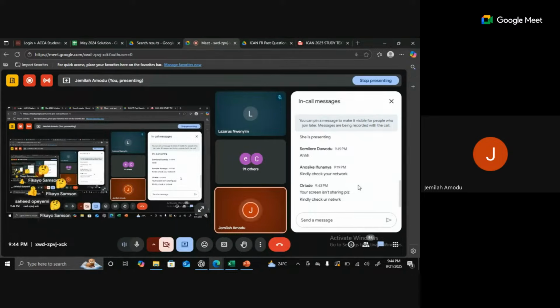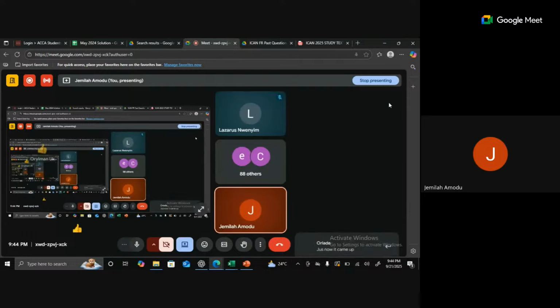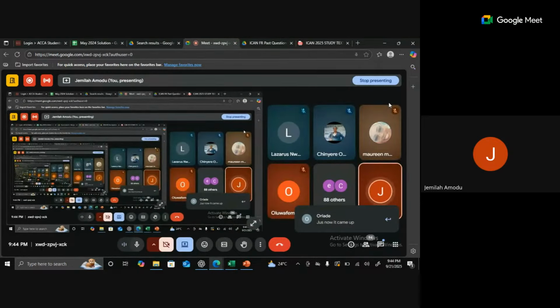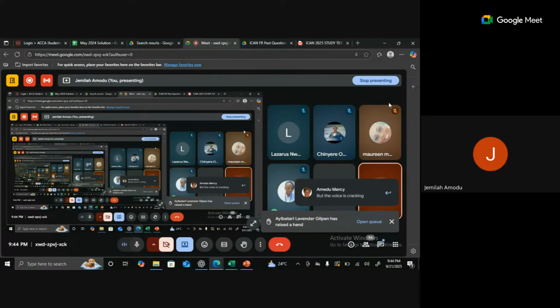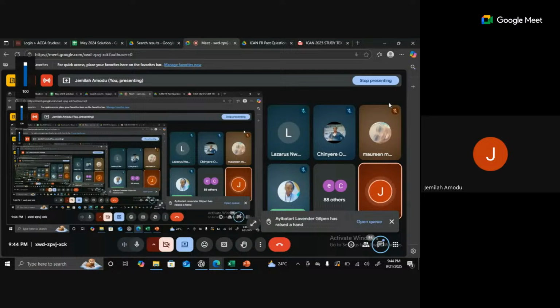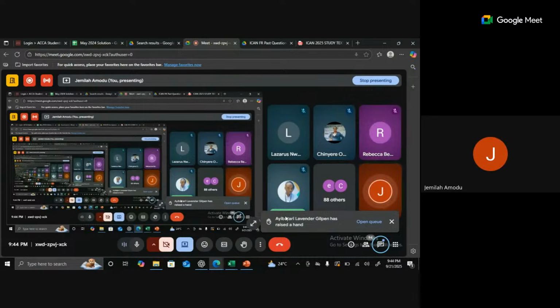Screen isn't sharing. Probably your network. Yes, my screen is showing. Is your network? Just log off and join back again. Sorry. Do you have any questions so far before I move forward? The voice is cracking. Most likely my network, or your network rather. Your voice is not cracking, ma'am. Maybe it's the person's network. Okay, thank you.